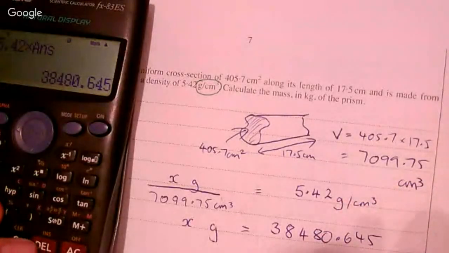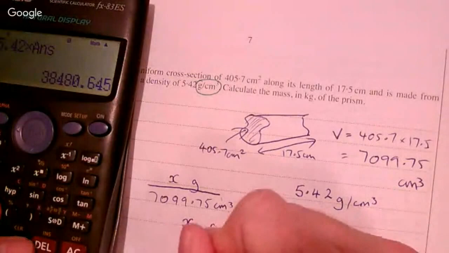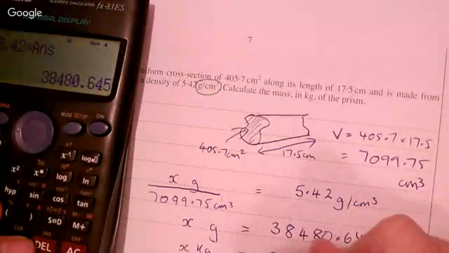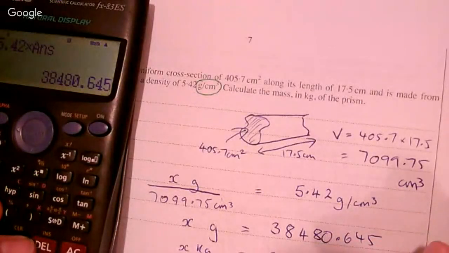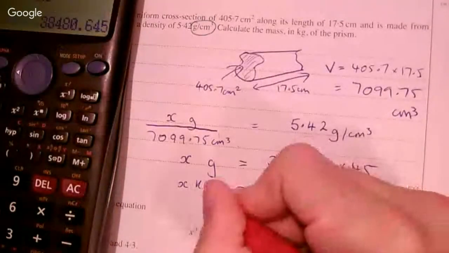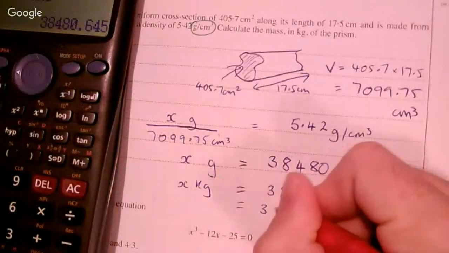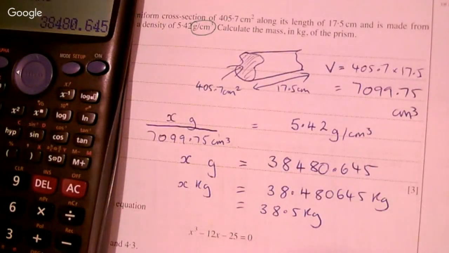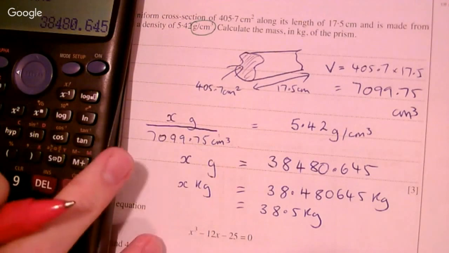38,480.645. So then to get it into kilograms, I just divide that by 1,000. So that would be 38.480645 kilograms. Now that is a little excessive to write such a long answer. So I'm going to write it as 38.5 kilograms. And that's what's getting me the marks there.